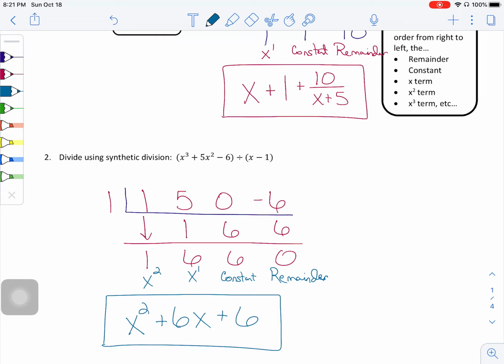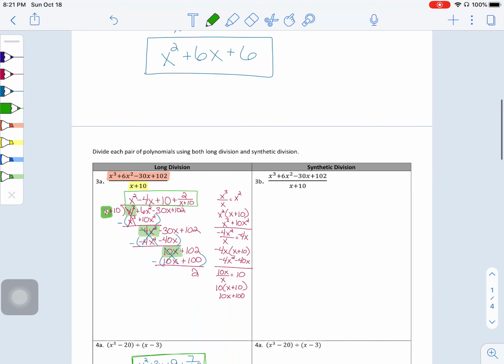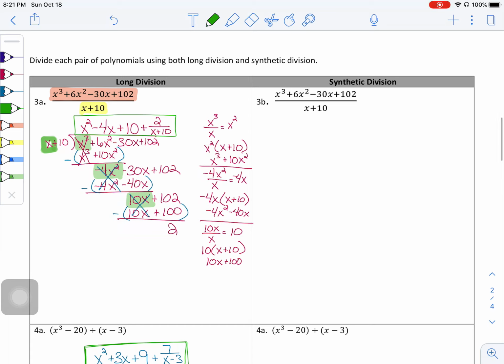I'm going to go ahead and slide on down to the other examples. I think it was 3B and 4B. All right. Now, for 3A, we already did this problem using long division, so we know the answer, right? That's not the issue. Let's just show that you get the same answer with synthetic division as you would with long division. So what are we dividing by here? X plus 10. So I'm just going to pull negative 10 as our x value.